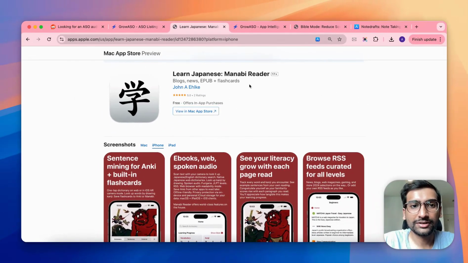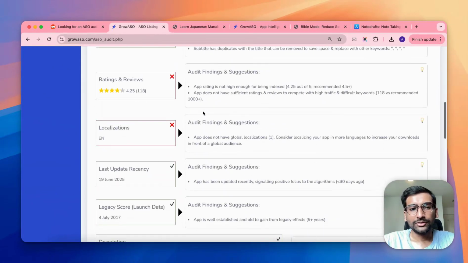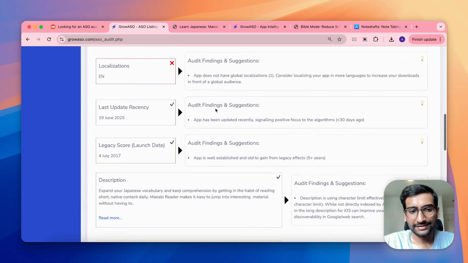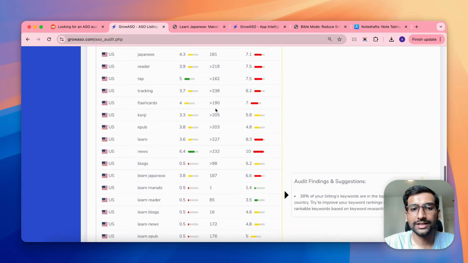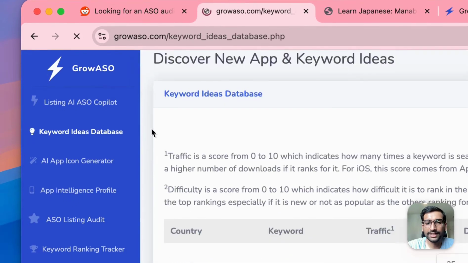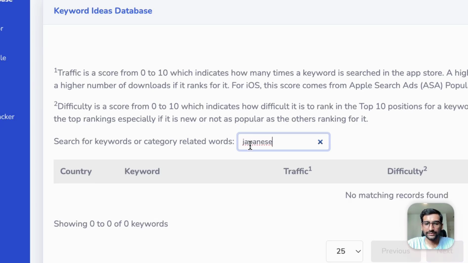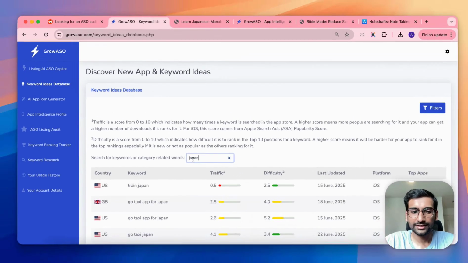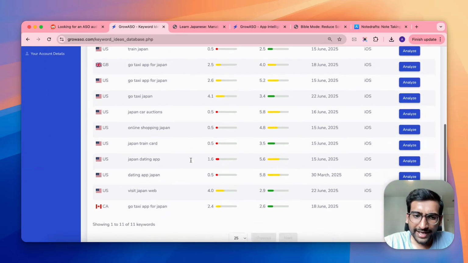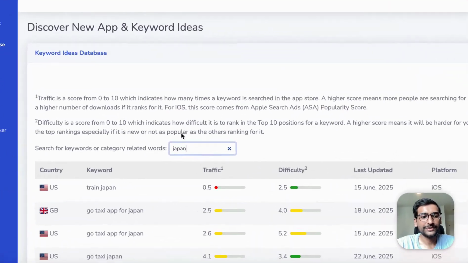First, ensure that your average rating is good. Consider improving that. Second, you should look at the localizations, that is the second recommendation. And third, in the keyword rankings, find out keywords that have higher traffic. I can again check in the database if there are keywords that fit this. Okay, there are some Japan related keywords, but they're not localization related. So you'll have to find out.